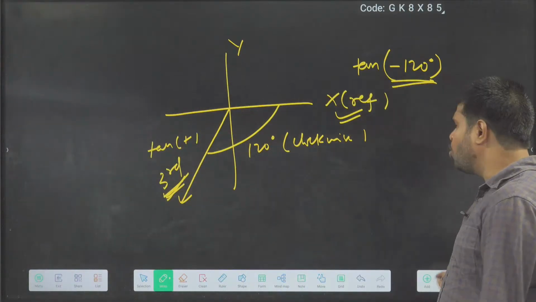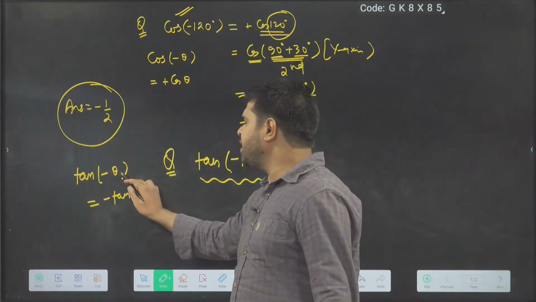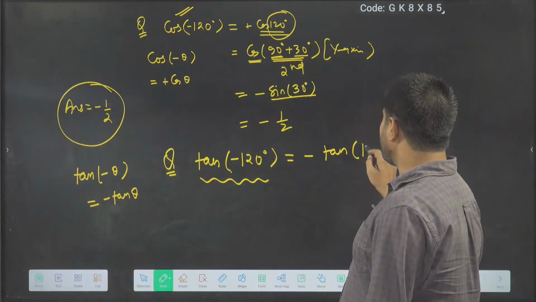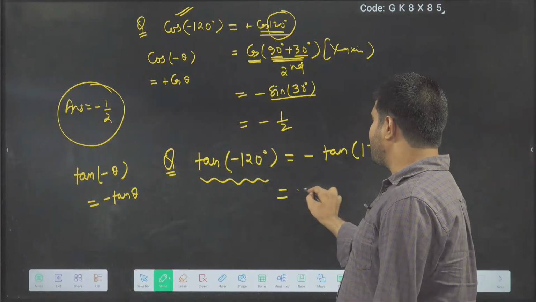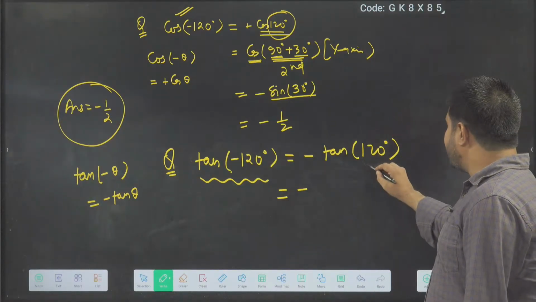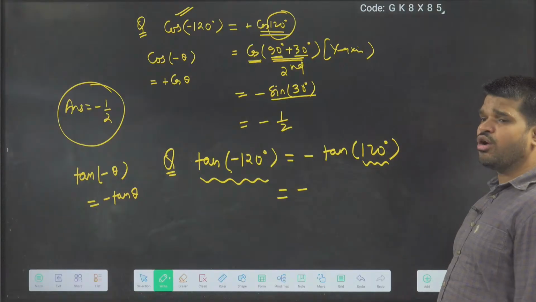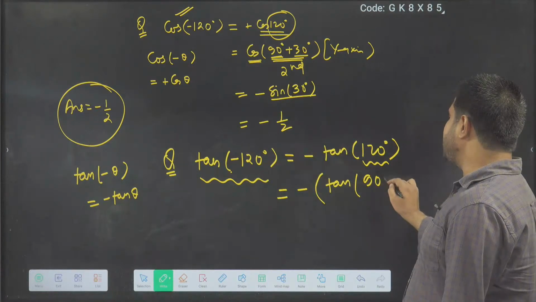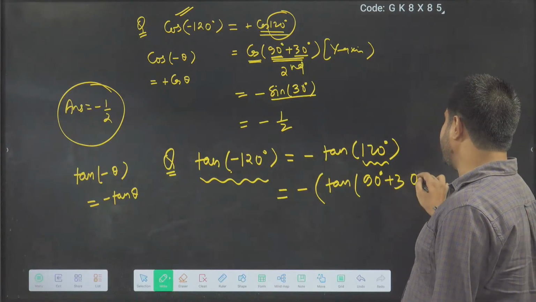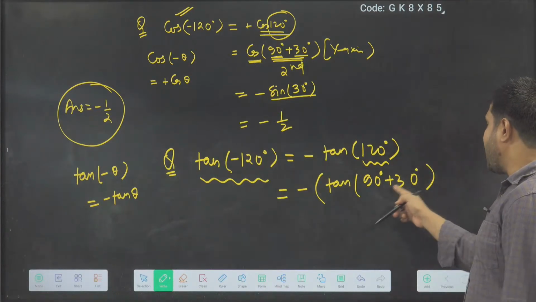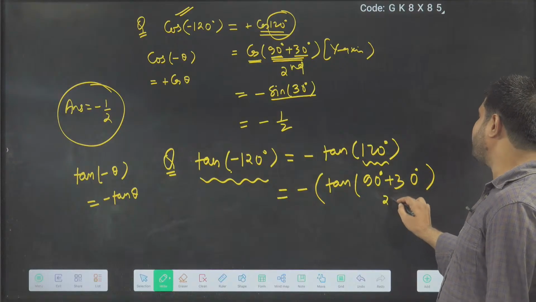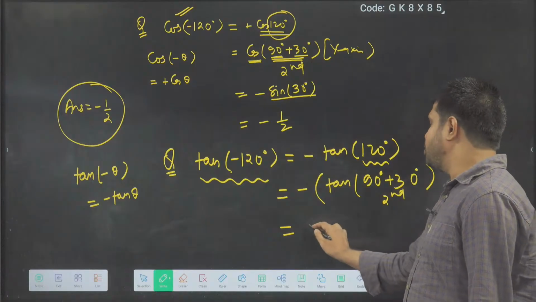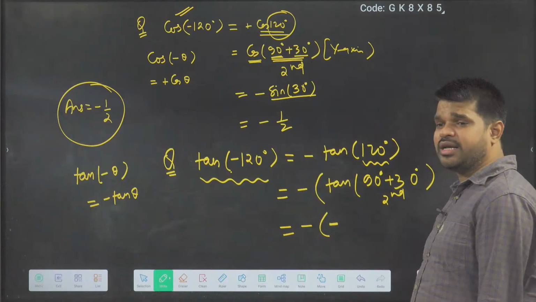Now let's do the question. Tan of minus theta is minus tan theta. So let's do minus tan 120 degree. Minus as it is. 120 degree is an angle. First of all, let me write it like tan of 90 plus 30. Now 90 plus 30 is an angle of what? Second quadrant. In second quadrant, tan will be what? Negative. So minus is there. One more minus will come.